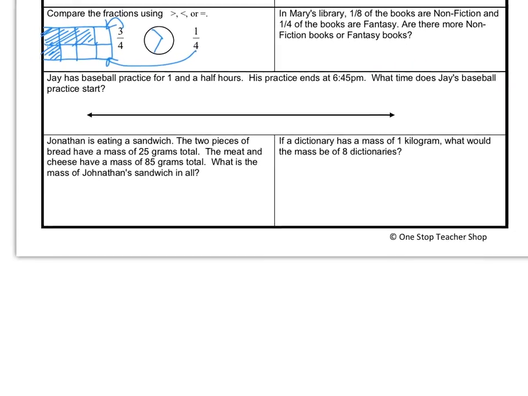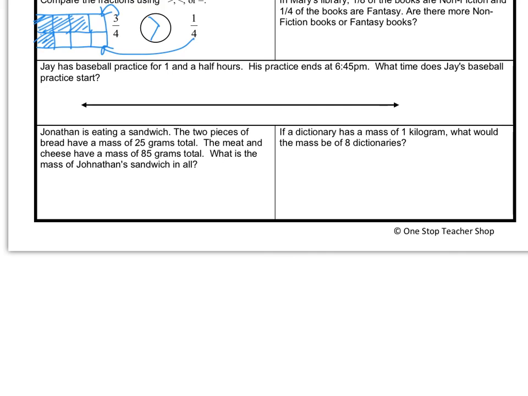All right, let's do some elapsed time now. Jay has baseball practice for 1.5 hours. His practice ends at 6:45 p.m. So we're going to do this backwards today. We've been going forward, but now we're going to go backwards. So it ends at 6:45 p.m. The question is, what time does Jay's baseball practice start? So we have to go backwards 1.5 hours.